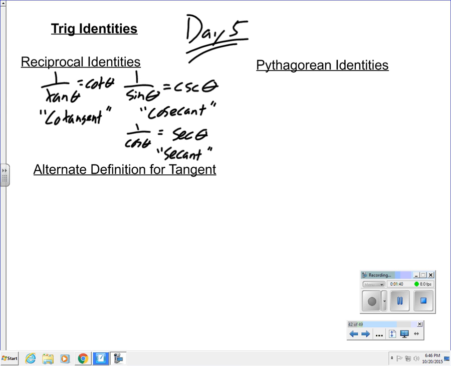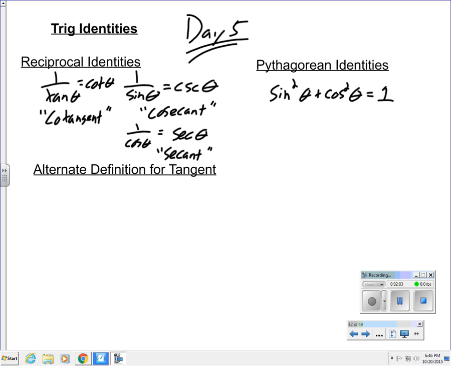The next three are Pythagorean identities. They're all basically the same identity, we just rearrange it. So we take, for any angle, the square of the sine of the angle, square the cosine of the angle, add them together, and it always equals 1. This works for any angle, that's why it's an identity. So sine squared plus cosine squared equals 1.